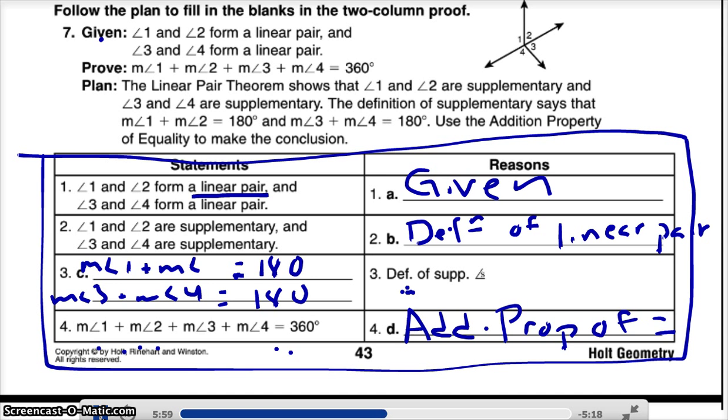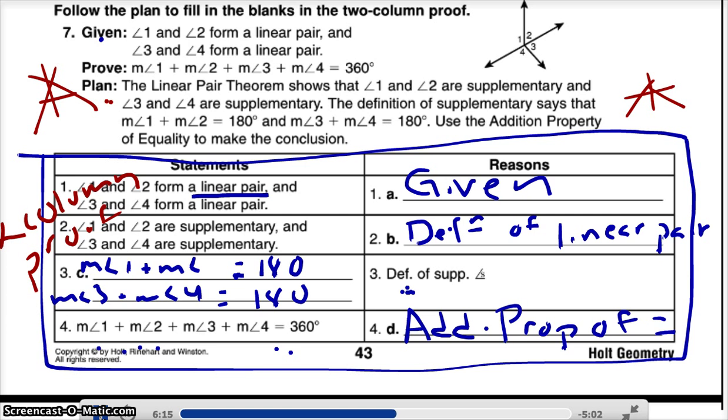Now remember, this is a paragraph proof right here that we just did. Now technically the answers were all here because this was a paragraph proof. So this is a 2-column proof. I'm sorry, I said that wrong earlier. This is a 2-column proof. It has 2 columns. And this here is the paragraph proof, okay?